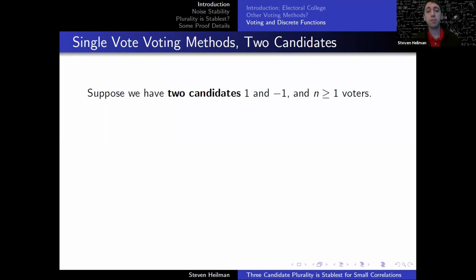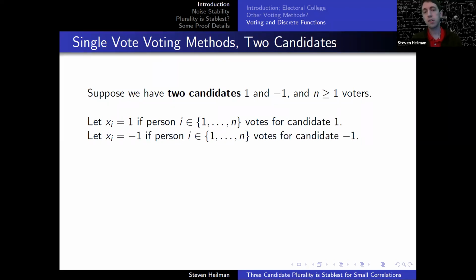Now I'll be a little more mathematically precise. I'm just going to talk about voting methods with two candidates to get started. Suppose we have some election with two candidates. I'll label those candidates as 1 and -1, and we'll have n voters. Each of these people is going to vote for either 1 or -1, and I'm going to tabulate the votes. I'll say xi is 1 if person i votes for candidate 1, and xi is -1 if person i votes for candidate -1. I'll take all those -1s and 1s and put them in a vector, call it x. So x is just a list of all the votes, if you'd like.